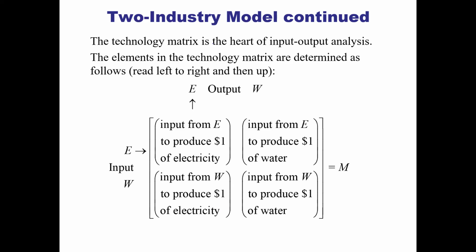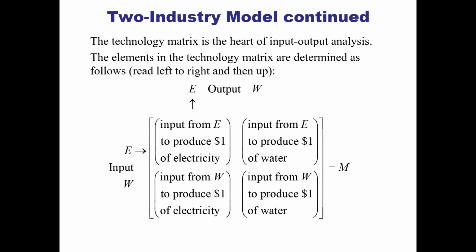And so, kind of what I was reading there before, this technology matrix is the heart of our input-output analysis. The elements in the technology matrix are determined as follows. We're reading from left to right and then up. So we're going to start with E coming in here. We're going to input E with electricity, so the input from electricity to produce $1 of electricity, and this is going out.